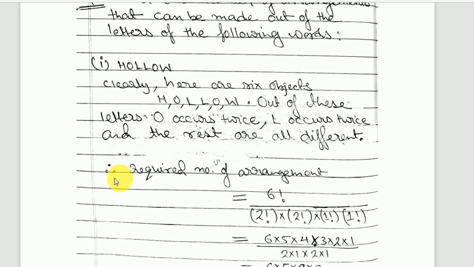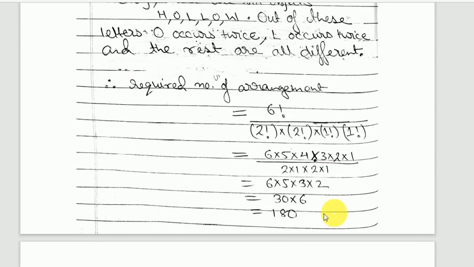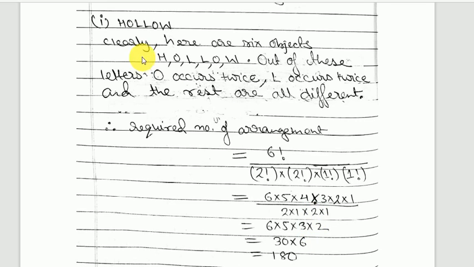So the required number of arrangements will be factorial 6, meaning the total number of objects in that word. Then O is repeated how many times? 2 times, so factorial 2. Then L is repeated how many times? 2, so factorial 2. Then the remaining are different. H is not repeated, it appears only once, so factorial 1. W is not repeating, it's only one time there, so factorial 1. You solve this and you'll get all the possible arrangements for the letters of the word HOLLOW.